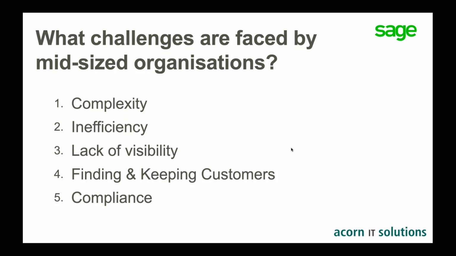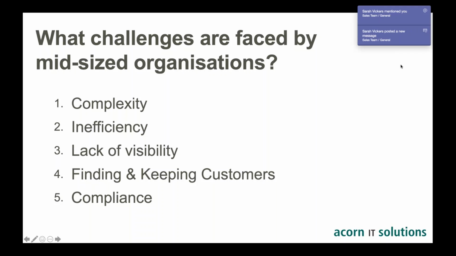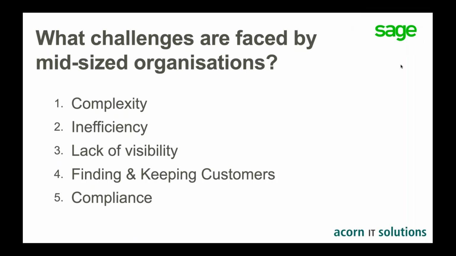Thirdly, kind of key area, lack of visibility, people struggling to get information and key business metrics out in a timely fashion to support their decision making. Still one of the most important areas that we're uncovering. As I say, some, believe it or not, are still manually collating information either in Excel or on paper. The fourth point, finding and keeping customers, still a challenge for some.